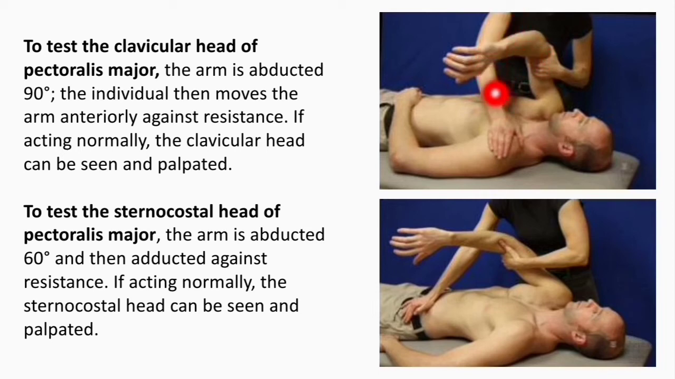Here the resistance is offered by the person's hand, and the arm is adducted against the resistance from a 90 degrees abduction, and you can feel the clavicular head and you can palpate it. Coming to the sternocostal head, here the arm is abducted only 60 degrees and it is adducted against the resistance, and you can see and palpate the sternocostal head.